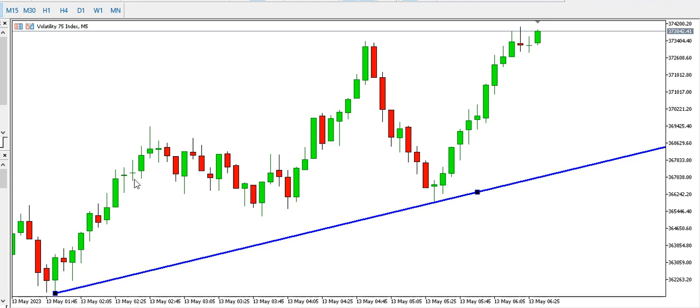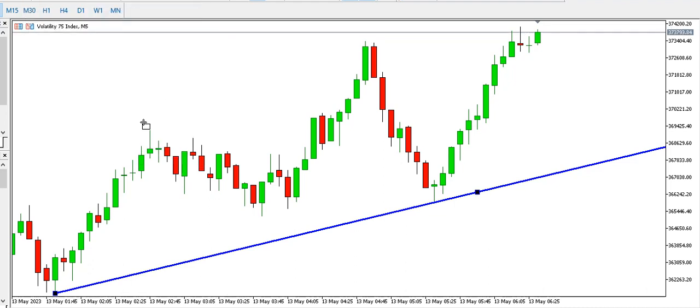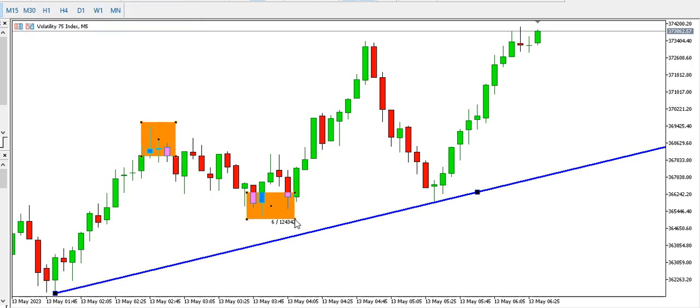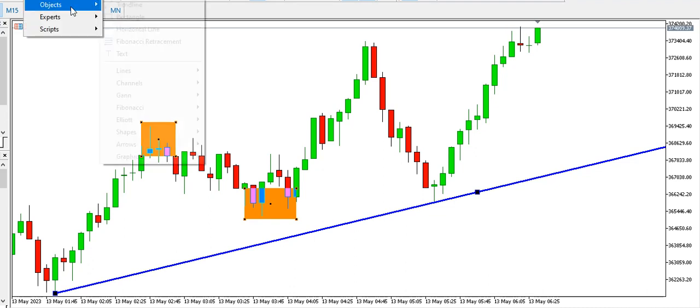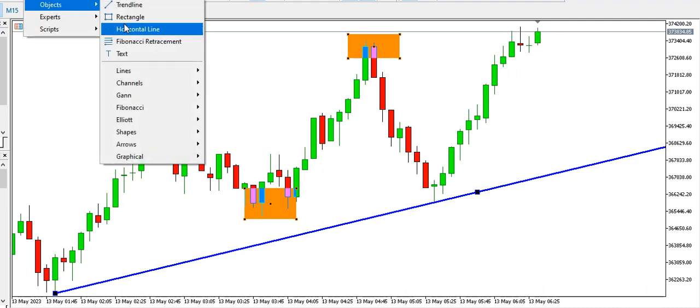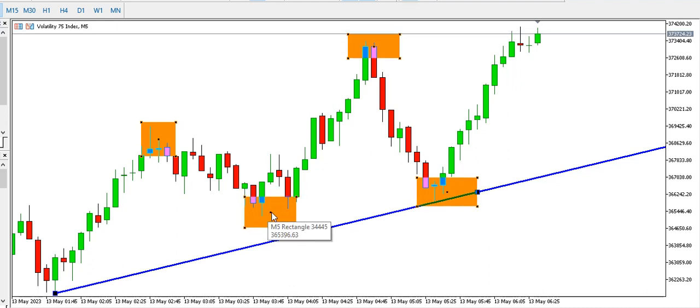We continue to have higher lows. So we have a higher high, this higher high. This is a high. This is a low. This is a higher high, and this a higher low. This particular low is higher than this low. And then we now have a higher high. So that's a bullish structure.